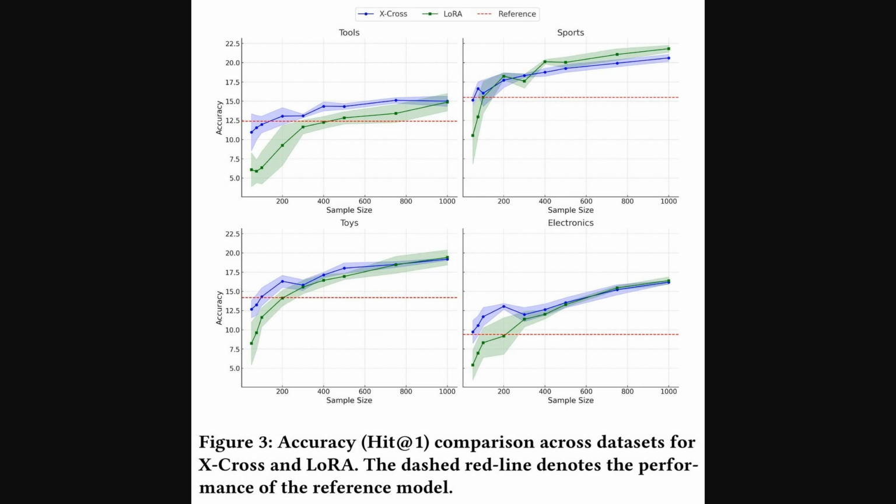Building on those dataset details, Figure 3 now visualizes the accuracy. The metric used here is hit at 1. This measures how often the single top-ranked item recommended by the system is actually the item the user was interested in. These plots compare XCross against just using low-rank adapters across different sample sizes for domains like tools, sports, toys, and electronics. We can see XCross, represented by the blue line, generally achieves higher accuracy than the green LoRA line, especially when the sample size or the amount of training data is small. This really highlights XCross's efficiency with limited data.